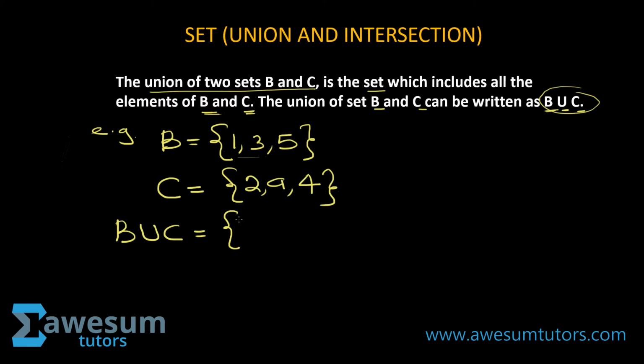1, 3, and 5. So I'll say 1, 3, 5. Remember we said it's going to be the elements of both B and C together. Then also, remember that no repetition, right? So I'm going to also write 2 because I've not written 2 right here. 2. Next thing is A. And the next thing is 4. So these are the elements of B union C.